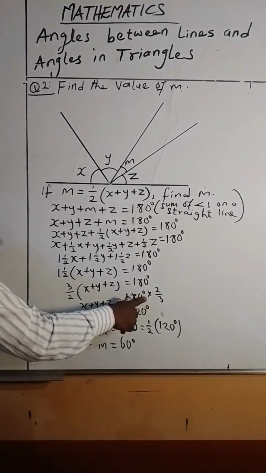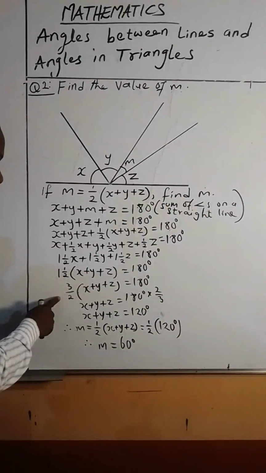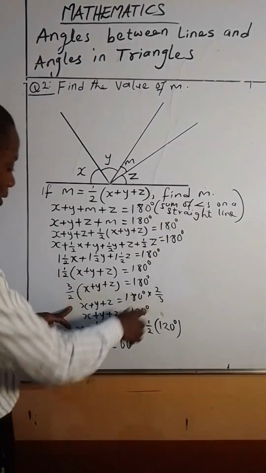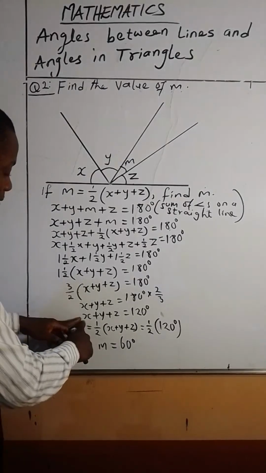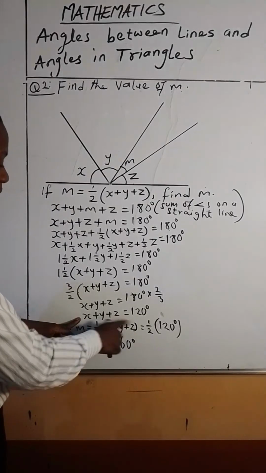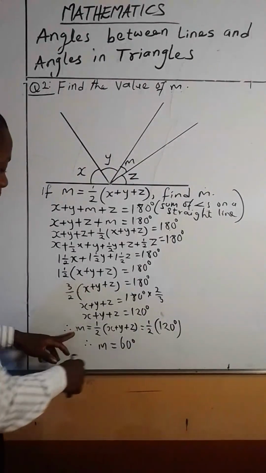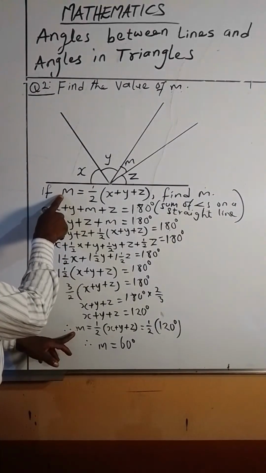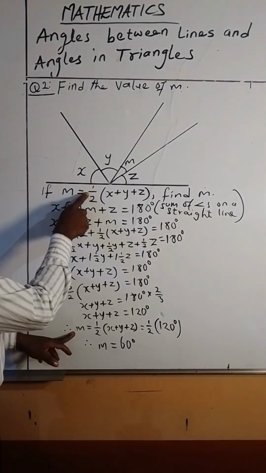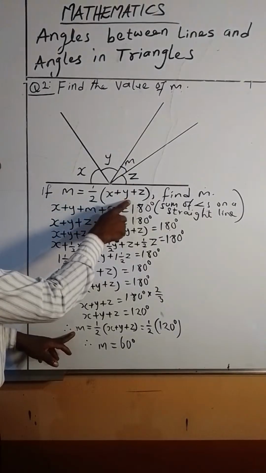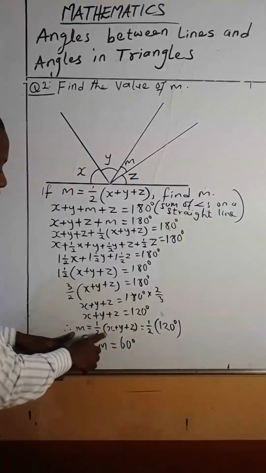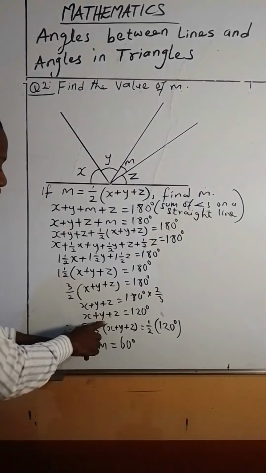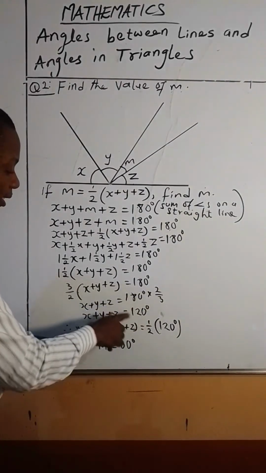Then we have multiplied here now, which is the same thing as dividing by this number. So if we do that, we are going to get 120 degrees here, which means x plus y plus z is 120 degrees. But we are given here that m is equal to half of x plus y plus z. But what is x plus y plus z? Look at it here.